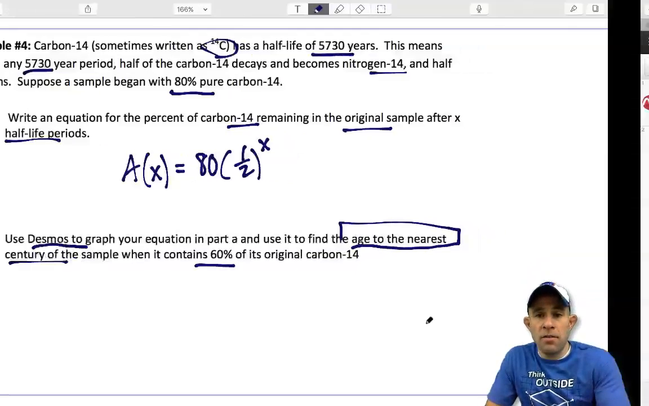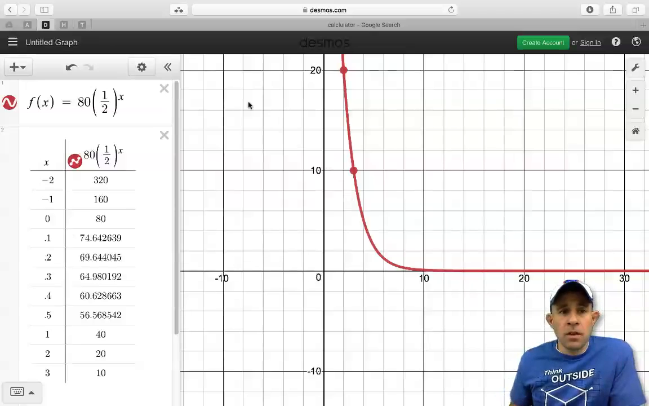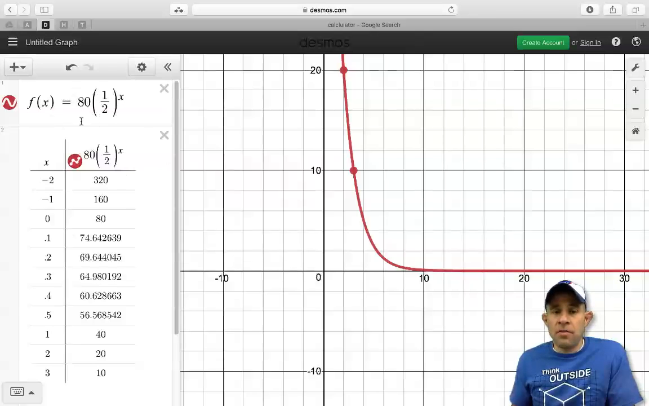All right, well, I've graphed that function over here on Desmos. You can see our f of x is equal to 80 times 1/2 to the x. So when does that f of x come to 60%? We're going to take a look at our table of values, and you can see our table of values starts off with -2, -1, 0, our initial amount here. And if we go by tenths, you see that we have 0.1, 0.2, 0.3. Right here at 0.4, our f of x, or the percent that we have remaining, is 60%.